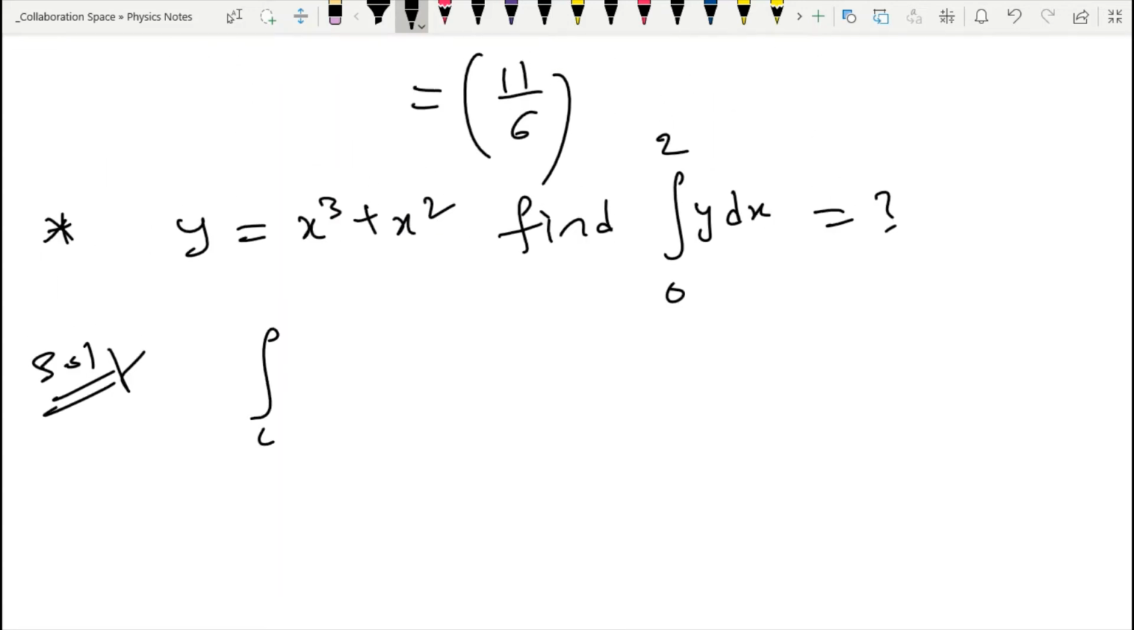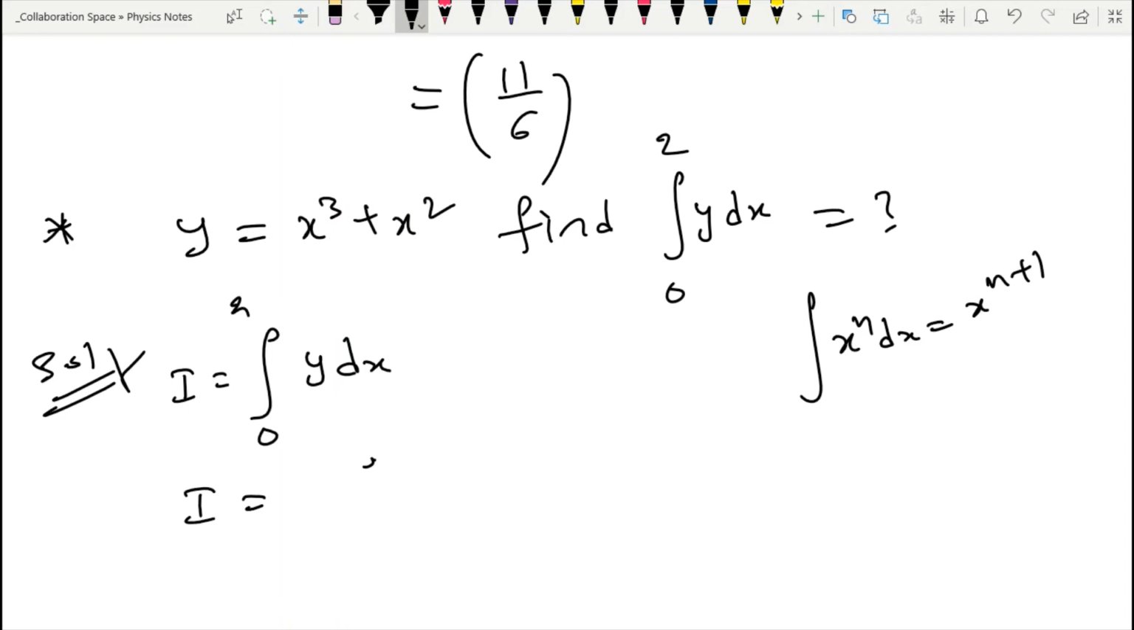Integration 0 to 2. Sir, can you tell what we should write for x cube? You already know the formula, na? Integration of x power n dx. X power n plus 1 by n plus 1. The answer is? 6, sir. I don't know the answer, even I have to do it.